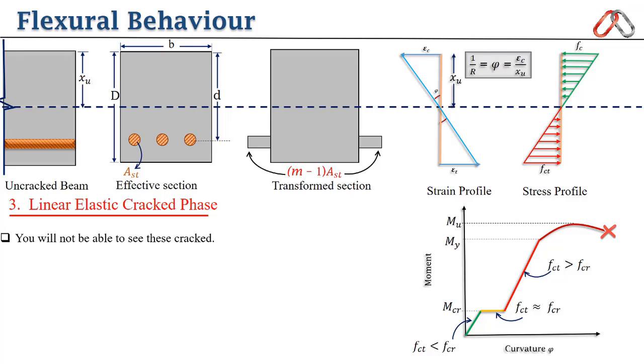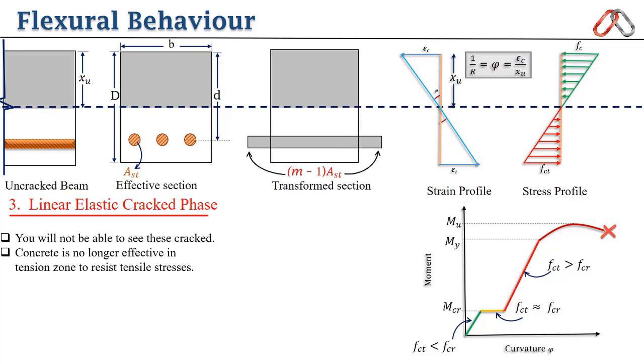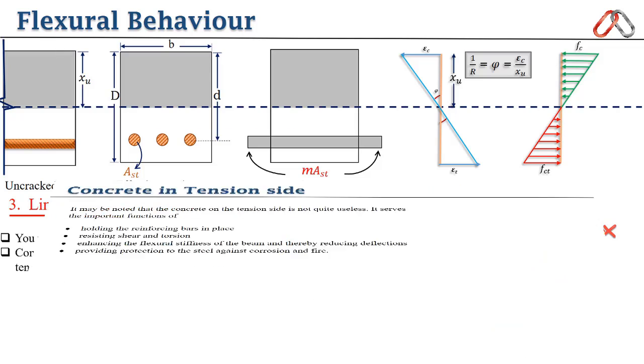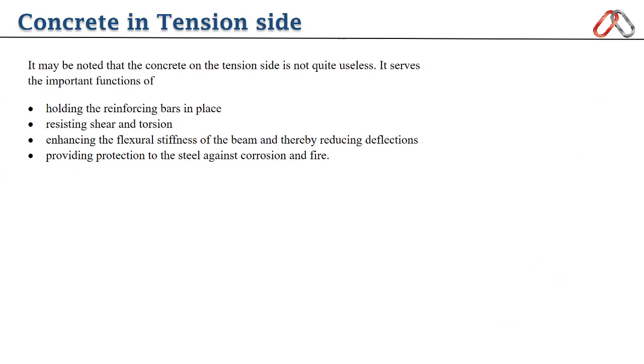You will not be able to see these cracks, and concrete is no longer effective in tension zone to resist the tensile stresses. It may be noted that concrete in tension side is not quite useless. It serves the important function of holding the reinforcing bar in place, resisting shear and torsion, enhancing the flexural stiffness of beam and thereby reducing deflection and providing protection to steel against corrosion and fire.